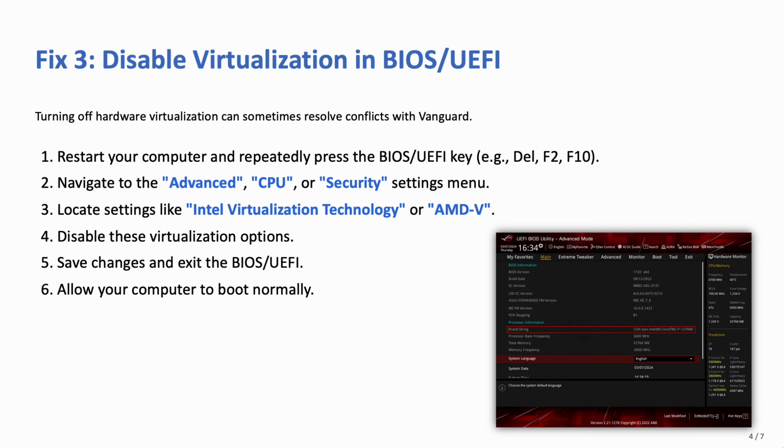Then you disable virtualization in BIOS. Turning off hardware virtualization can sometimes resolve the conflict with Vanguard. Restart your computer and repeatedly press the BIOS or UEFI key. Then navigate to the advanced CPU and security settings menu and locate settings like Intel Virtualization Technology or AMD virtualization. Then disable these virtualization options, save the changes, and exit the BIOS or UEFI. Allow your computer to boot up normally.